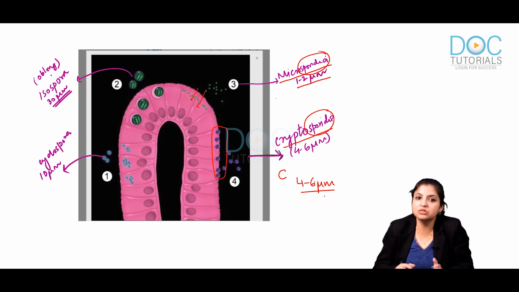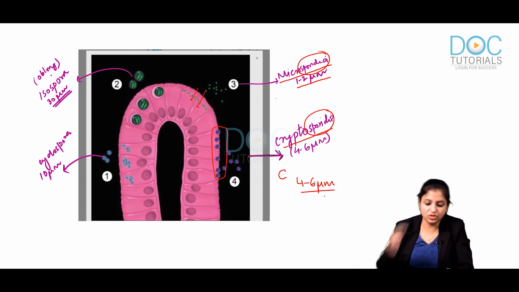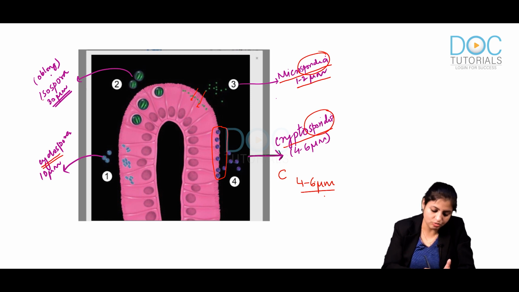So bigger spores are called spora. This was Sporidia, these are spora. So we have two spora, cyclospora and isospora. What are the two spora? Cyclospora and isospora. So let's talk about them.